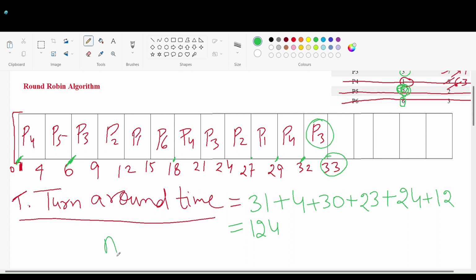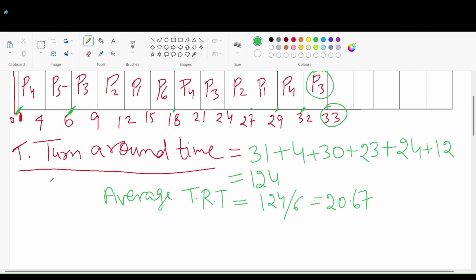And the average turnaround time is equal to 124 divided by how many processes in the system? 6. So 124 divided by 6. So the total turnaround time, average turnaround time is 20.67. Okay, so this is the average turnaround time. Clear? I hope you all understand this turnaround time.